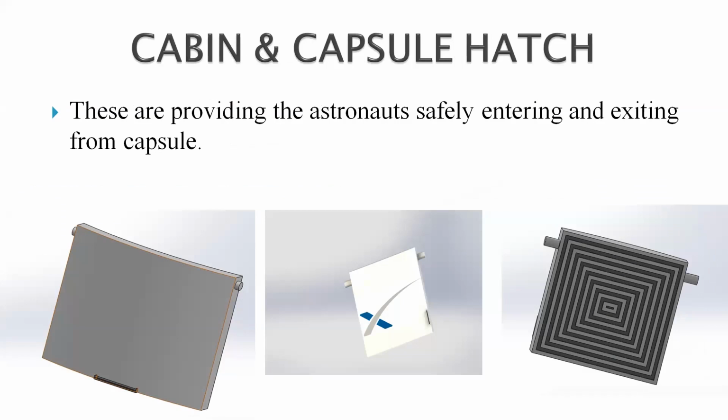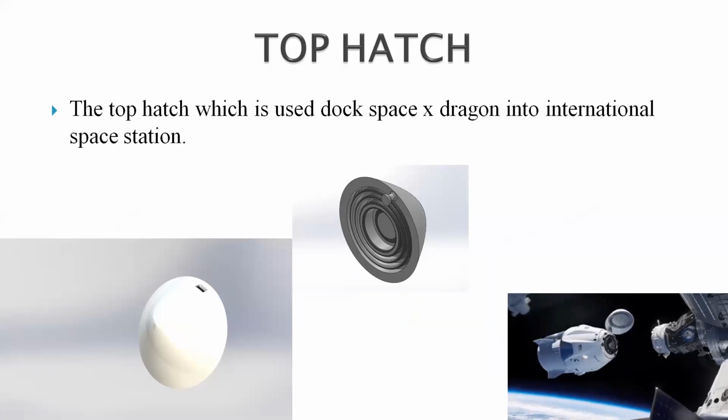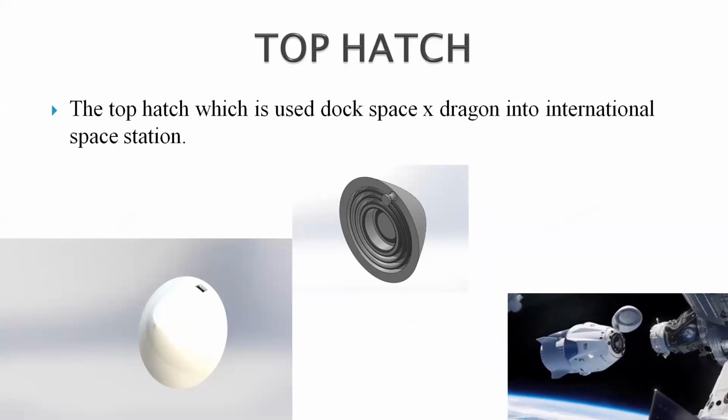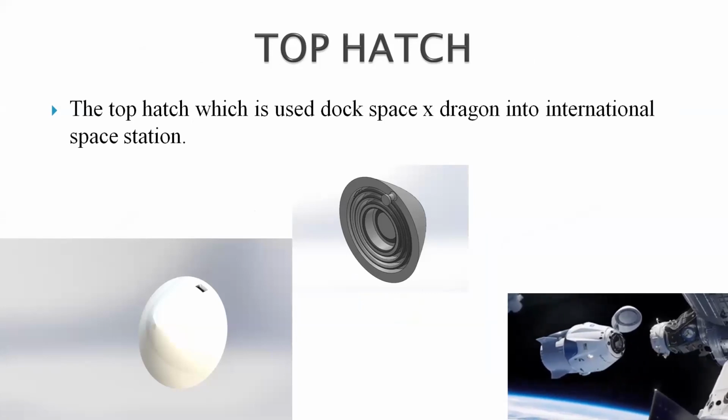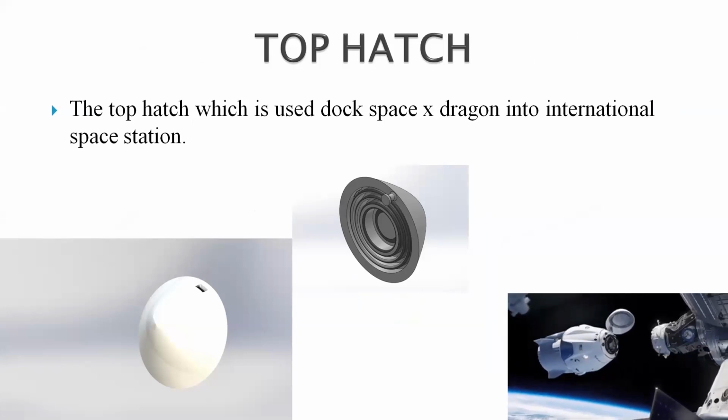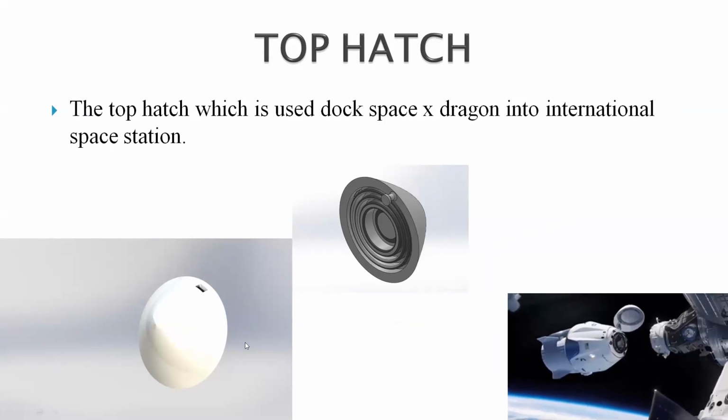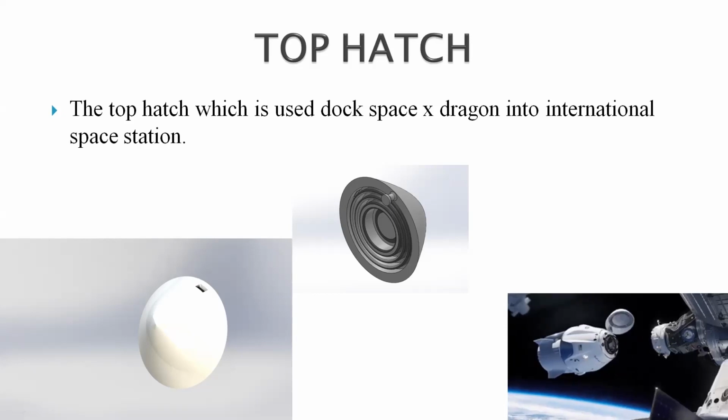Hatch, cabin and capsule. These provide astronauts a way of safely entering and exiting the capsule. This acts like doors, and I did this part by using the split line and save bodies commands. Top hatch. The top hatch is used to dock the SpaceX Dragon to the ISS. This dock design has a lock which is used to mate the capsule and top hatch. I implemented this. The left hand side picture shows a rendering model which I have done.